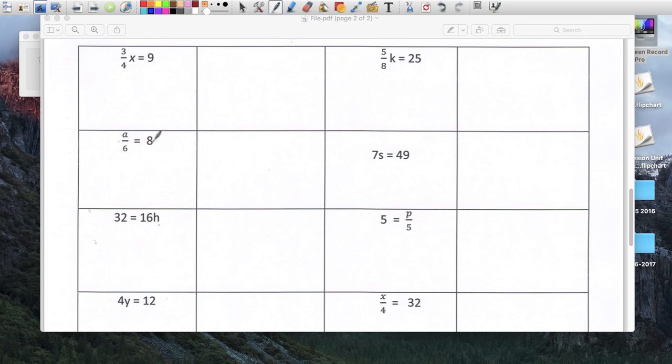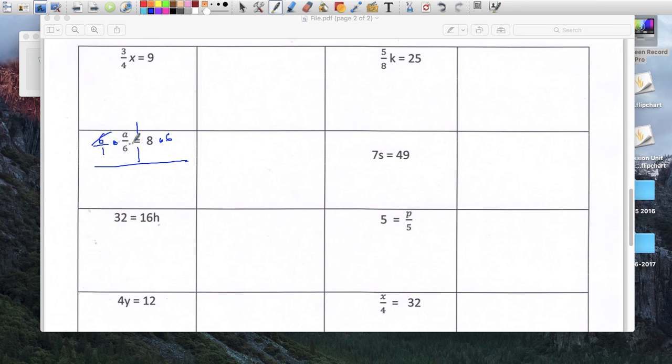Let's do this one. a over 6 equals 8. This is a division equation. The relationship here is division, so the opposite of division is multiplication. I'm going to multiply this side by 6, and multiply this side by 6. The 6 is a whole number, so we put it over 1.